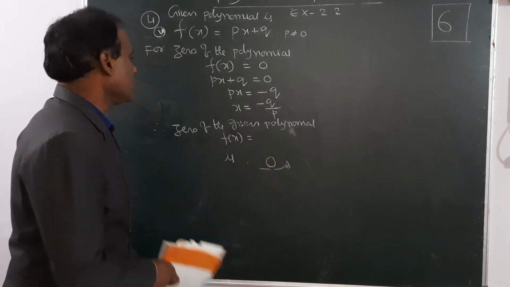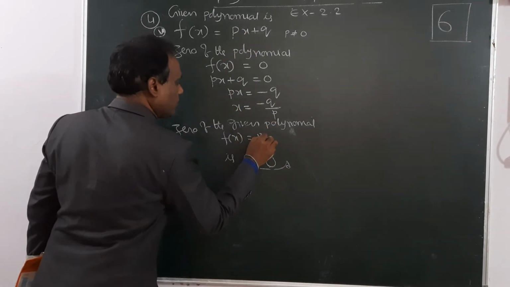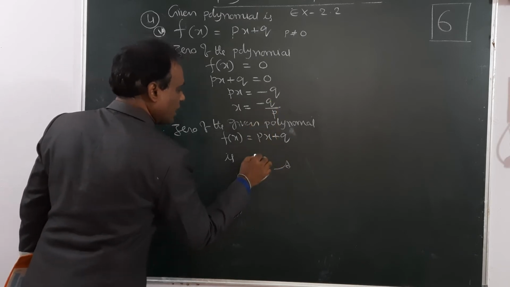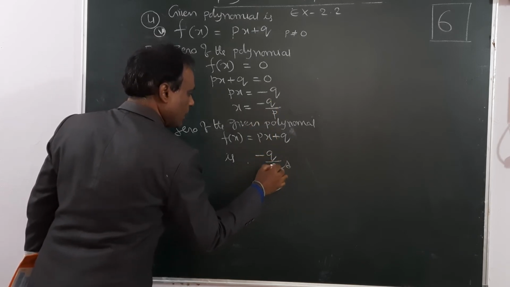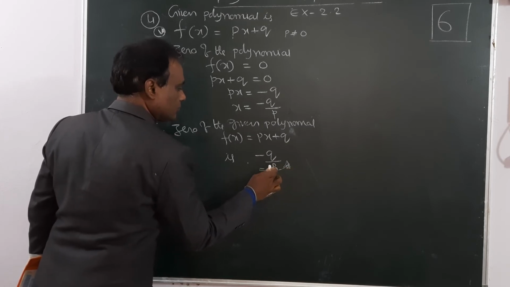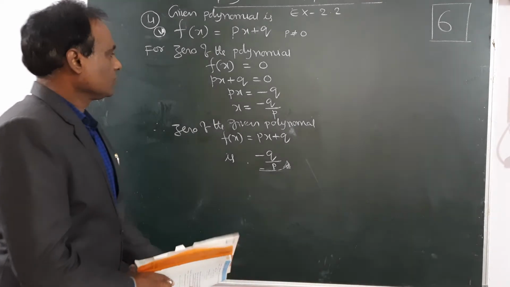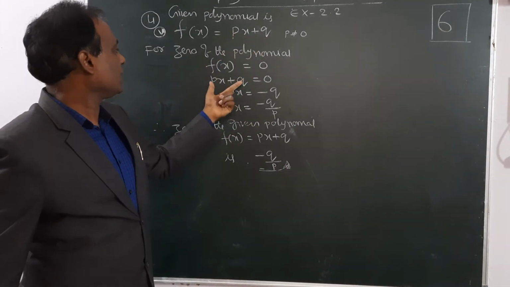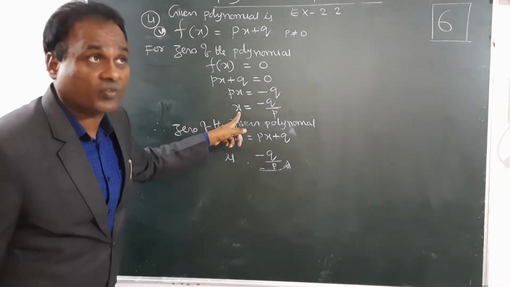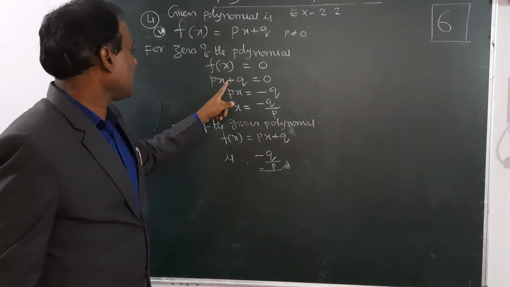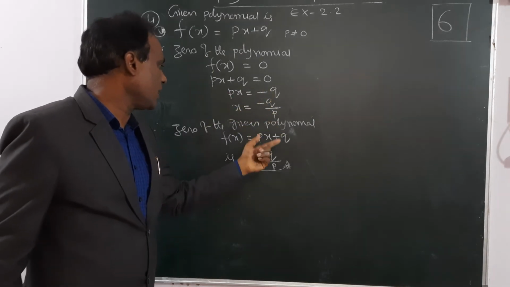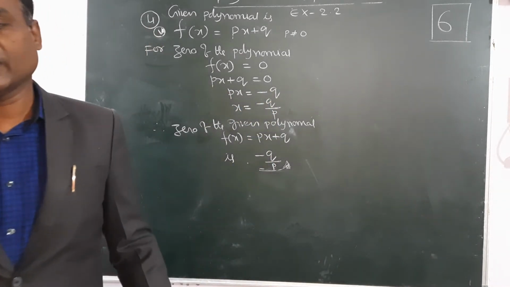The 0 of the polynomial, given polynomial is px plus q, what is the answer? Minus q by p. That's all. So the given polynomial is equated to 0. Solve that equation and find x value. You know how to solve the equation. Take plus q to the right side minus q. p will be in the denominator, minus q by p. That's the answer.